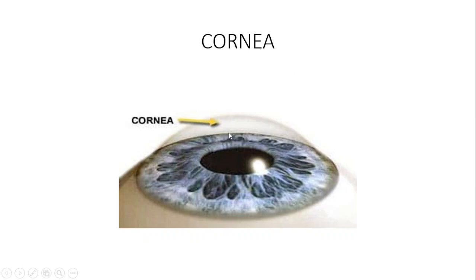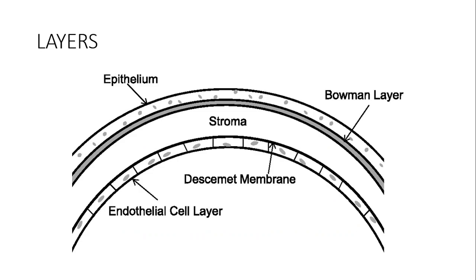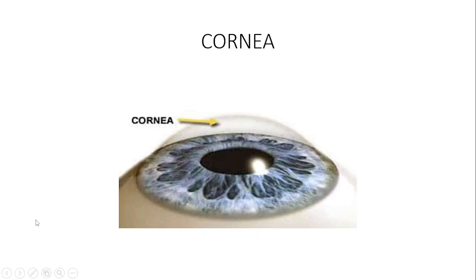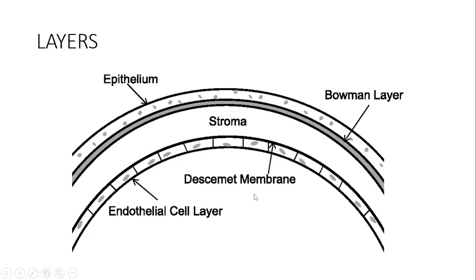Let's talk about its microscopy. Microscopic anatomy: the cornea has 5 major layers, all right? So this is the cornea as you see here, and it has a better appearance in the next. So this is the same structure over here. Let's talk about its layers microscopically. It has 5 major layers.